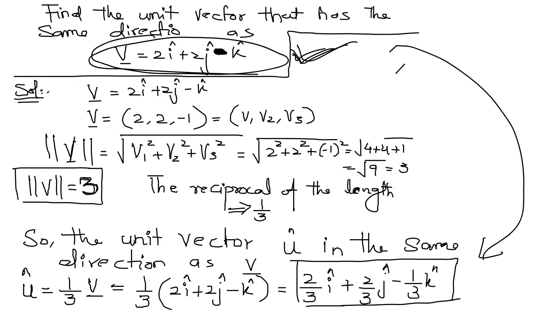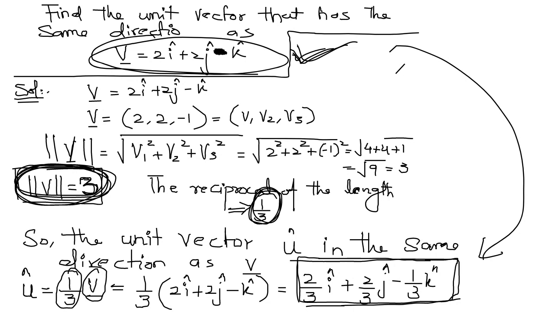Got it? So what we have to do: first find the length, which is very easy. Then take the reciprocal, and multiply the reciprocal with the vector. The vector you get is the normalized vector, and this is also a unit vector. Okay, so is this a unit vector or not? We have to check.